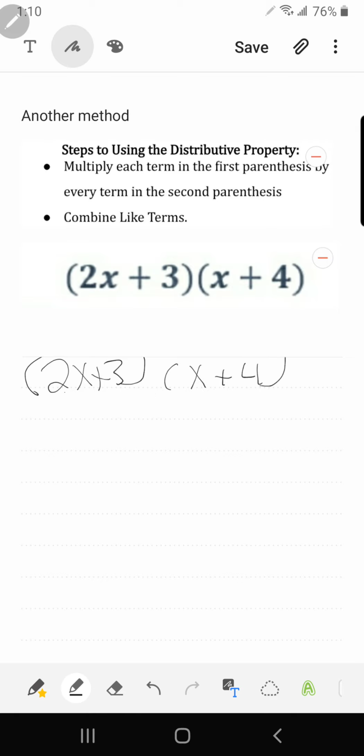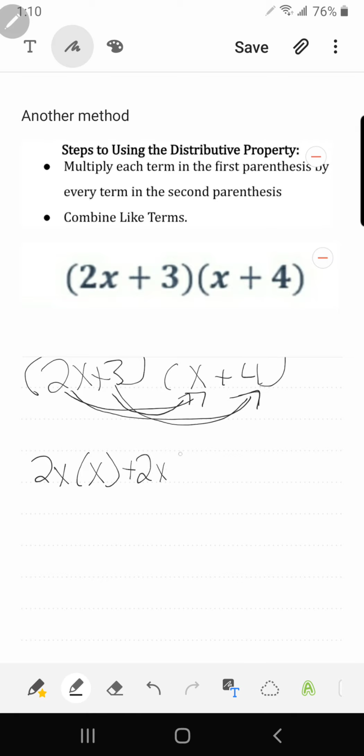So I'm going to take this 2x and distribute it to the x and distribute it to the 4. Then I'm going to take this 3 and distribute it to the x and distribute it to the 4 as well. So how would that look like? Well, let's check it out. It's going to look like this: 2x times x plus 2x times 4 plus 3 times x plus 3 times 4.